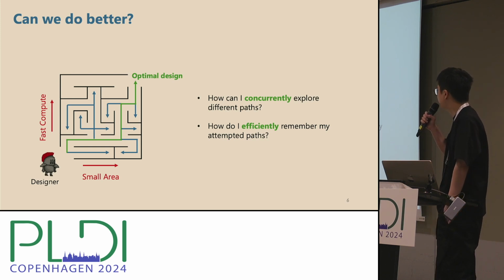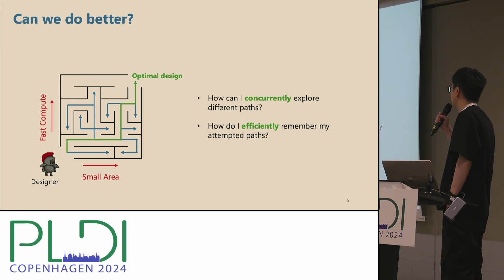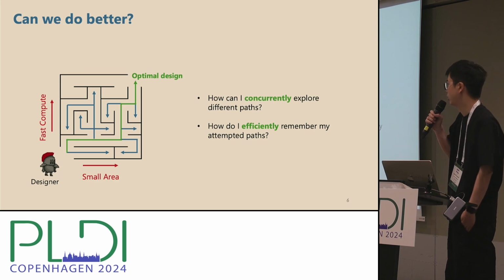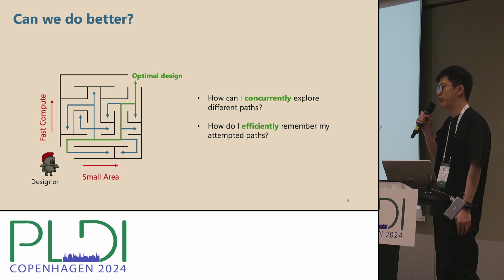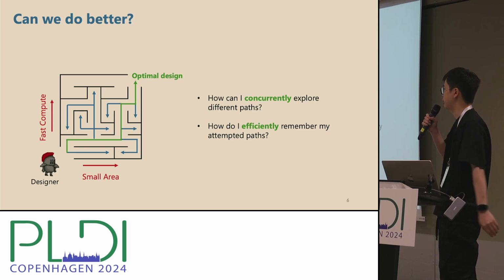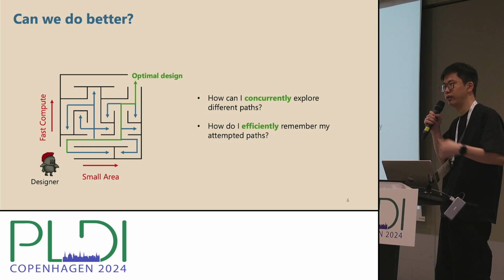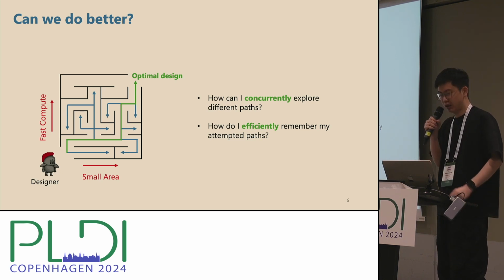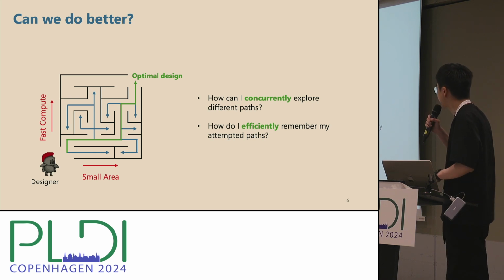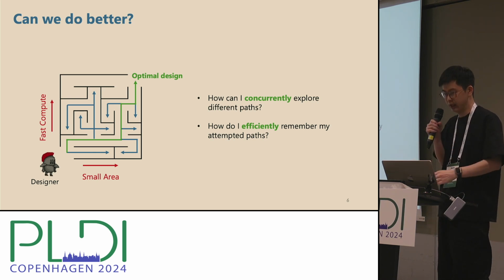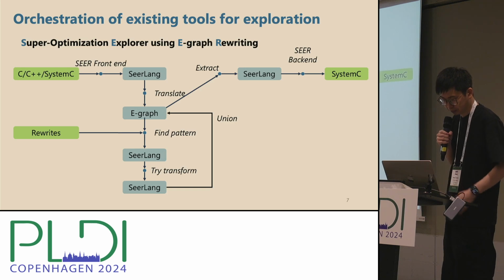So can we actually explore this in an efficient way? Can I explore them in parallel? Or can I explore them in a way that I can remember the path that I explored, so I'm not just coming back from the starting point, but from an intermediate point to reuse my results? So this is the motivation for why we want to use eGraph to efficiently explore this design space.